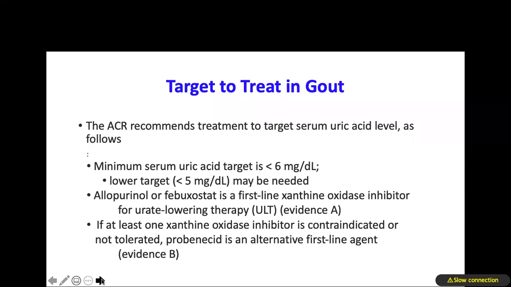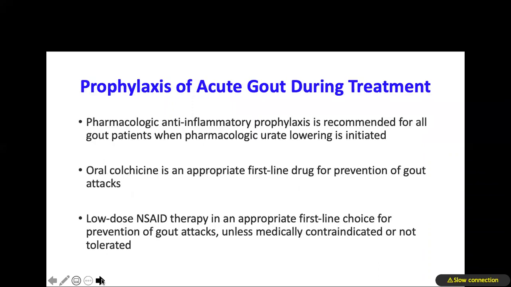Your treatment target is to keep the uric acid less than 6 milligrams, and allopurinol and febuxostat are the first line drugs. And this is the question you're asking: you need to use anti-inflammatory prophylaxis, right?